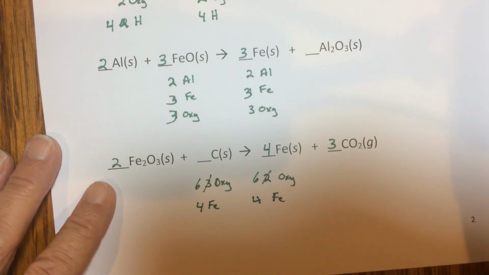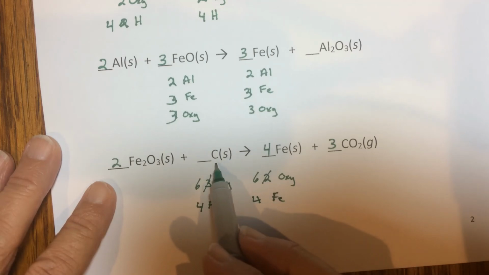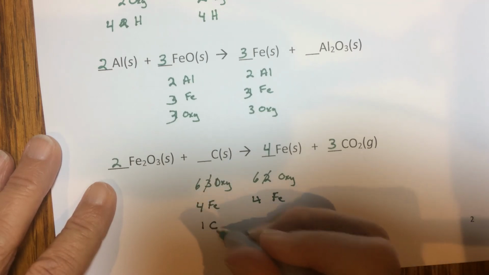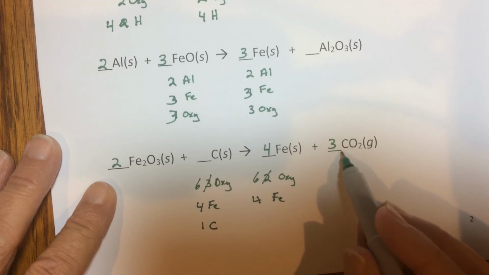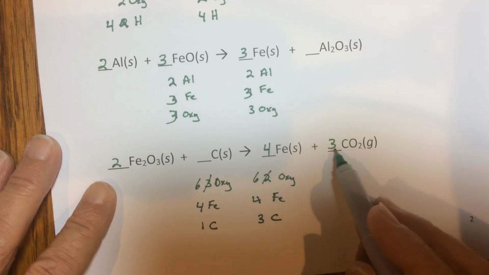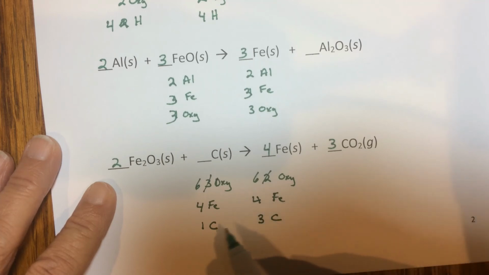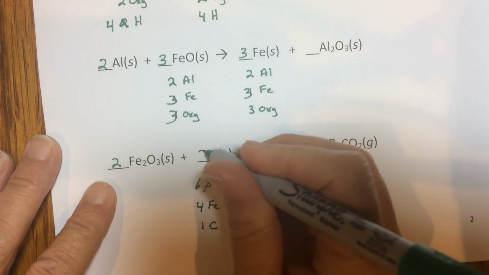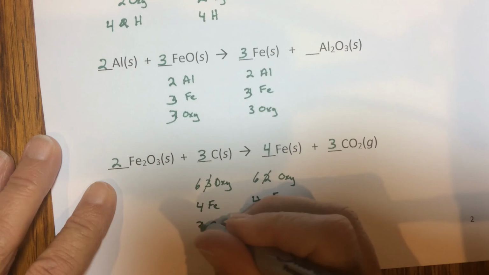Now let's finally look at the carbon. We have 1 carbon on the product side and 3 carbons on the reactant side, 3 times 1. So we can change the coefficient here and get 3.